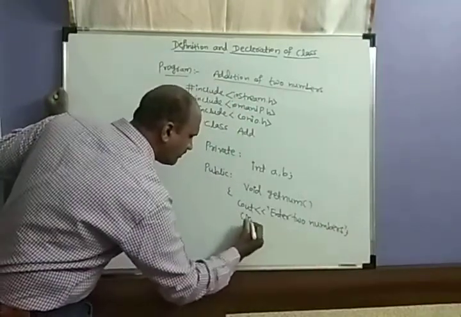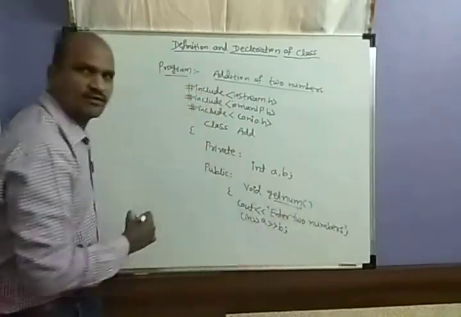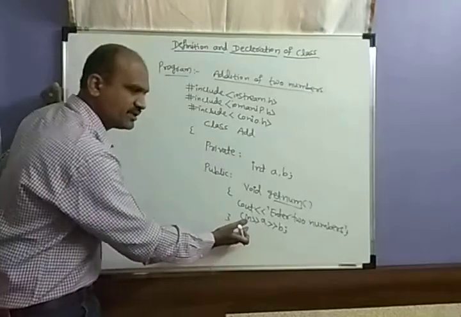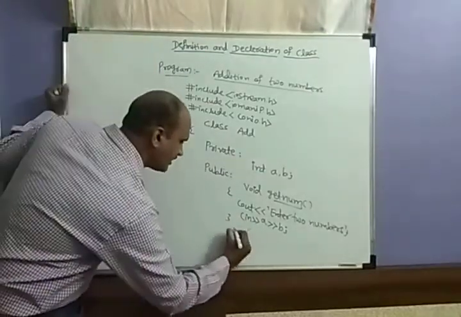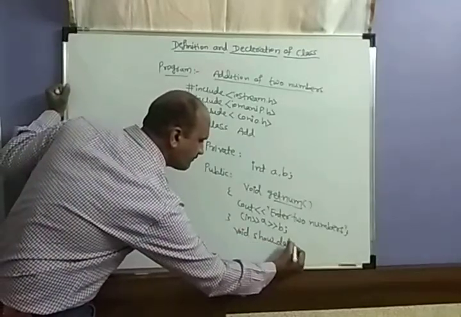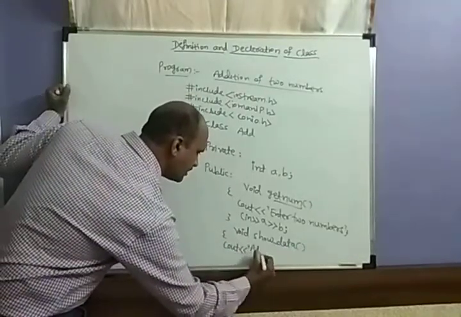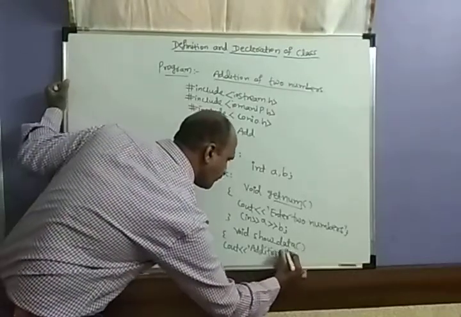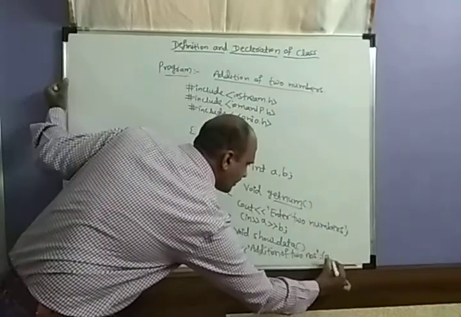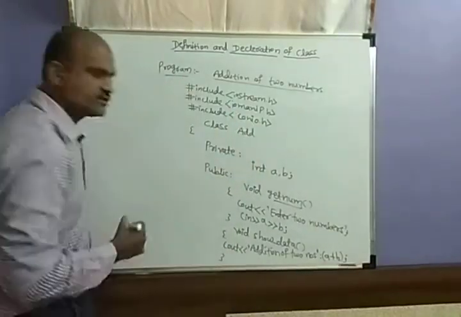In this function, two numbers should be read, that is a and b. This function is closed. Now you have entered the numbers and you should add them. I will take another function, that is show data. In that I will print with cout, "addition of two numbers," that is a plus b. Close the brace and close with the semicolon.